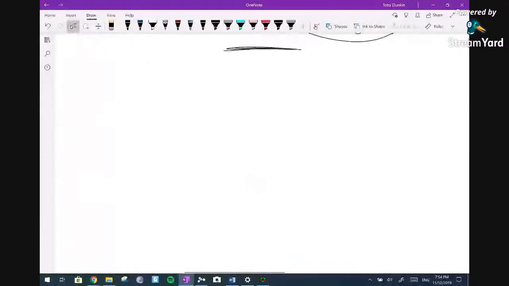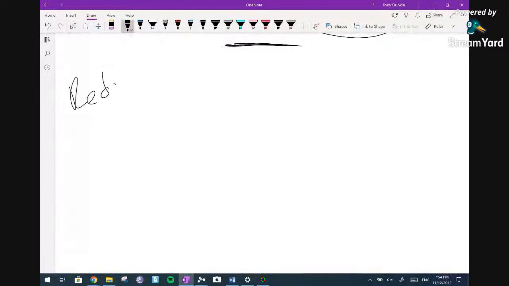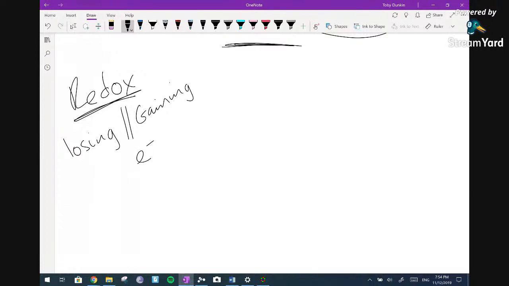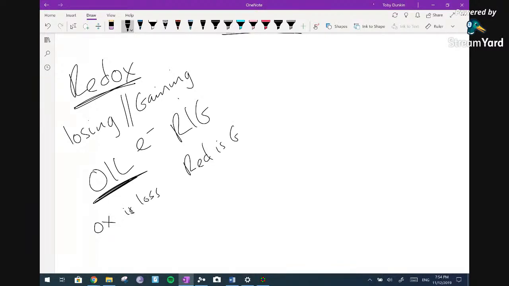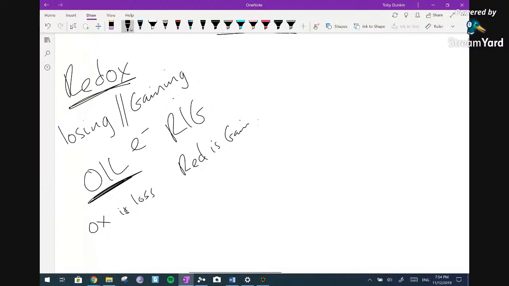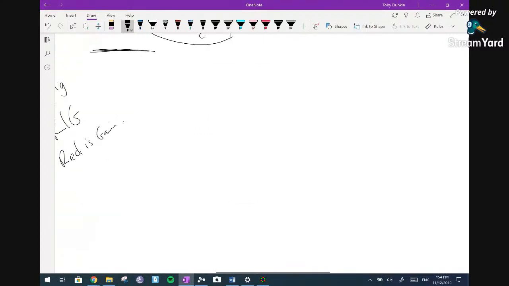So, the first thing is, redox is all about losing and gaining electrons. Let's remind ourselves, OIL RIG: oxidation is loss, and reduction is gain.